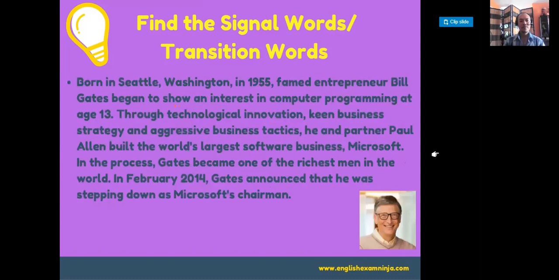Okay, another example here. Born in Seattle, Washington in 1955, famed entrepreneur Bill Gates began to show an interest in computer programming at age 13. Through technological innovation, keen business strategy, and aggressive business tactics, he and partner Paul Allen built the world's largest software business, Microsoft. In the process, Gates became one of the richest men in the world. In February 2014, Gates announced that he was stepping down as Microsoft's chairman. Okay, 10 seconds to spot the signal words.